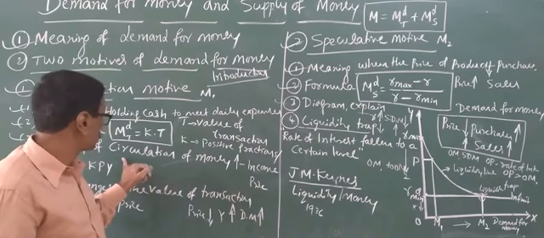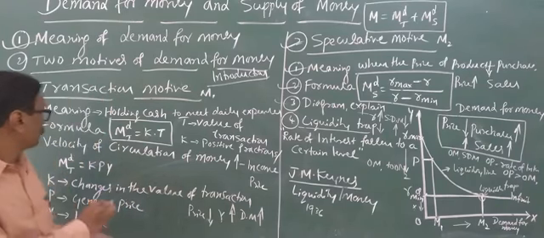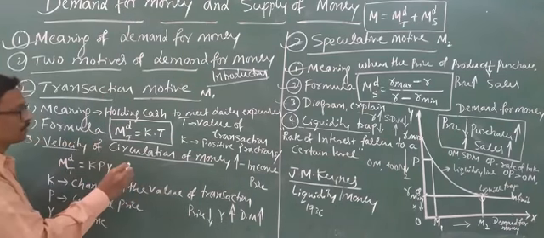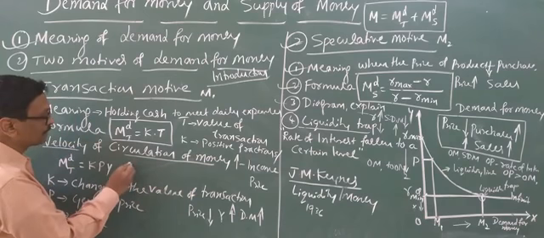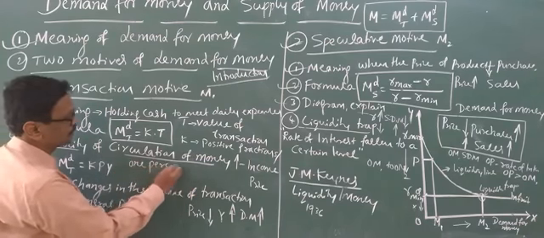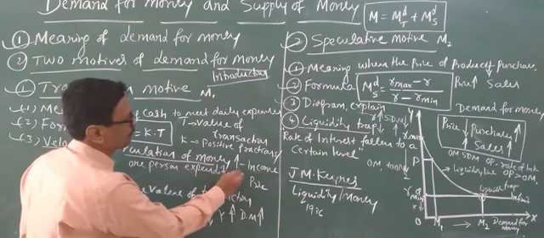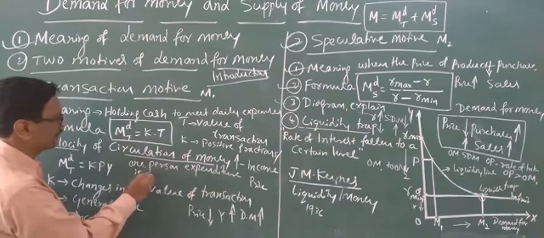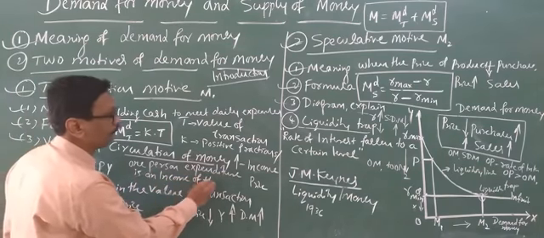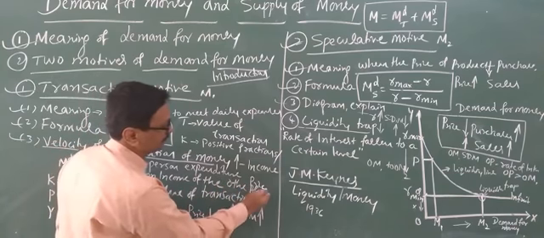The velocity of circulation, the flow of money, indicates that one person's expenditure is an income of the other person.